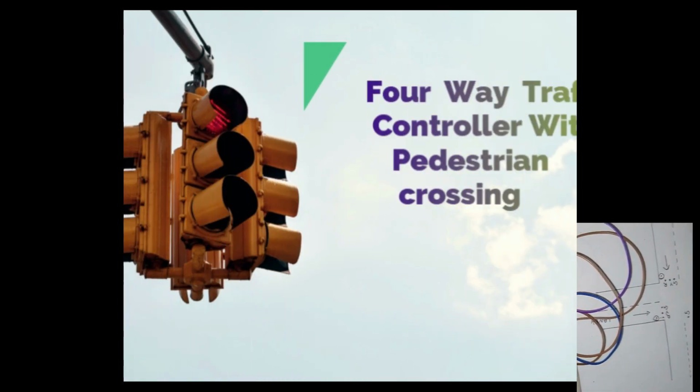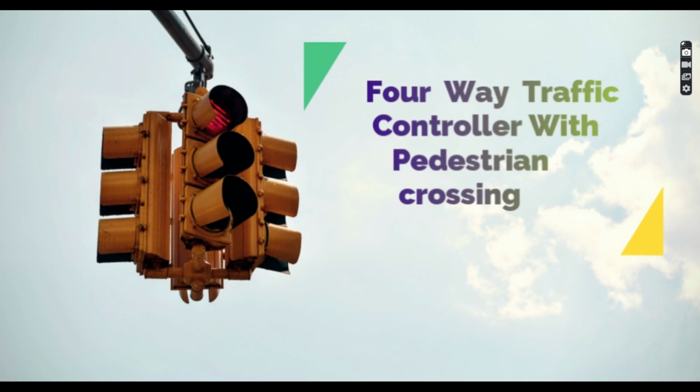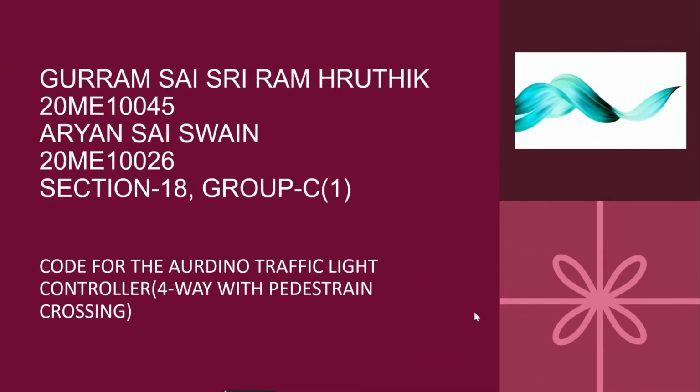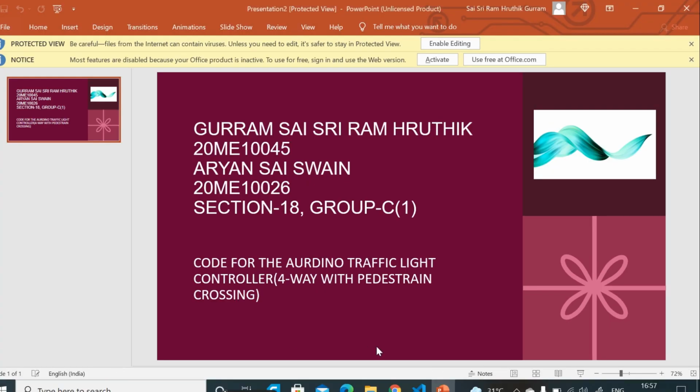Thank you. Now, Gurram Sai Sriram Hrithik and Aryan Sai Swain will explain the coding part. This is Gurram Sai Sriram Hrithik, roll number 20ME10045, and Aryan Sai Swain, roll number 20ME10026, from section 18. We both have written the code for the Arduino traffic light controller, 4-way with pedestrian crossing. So let me explain the code now.